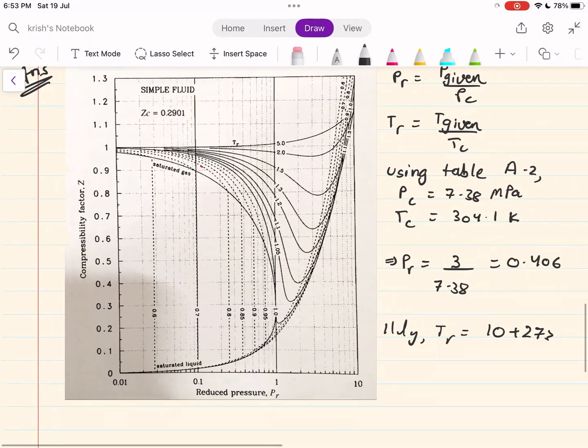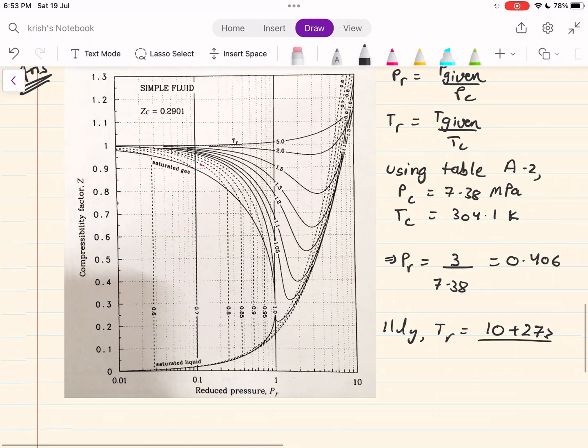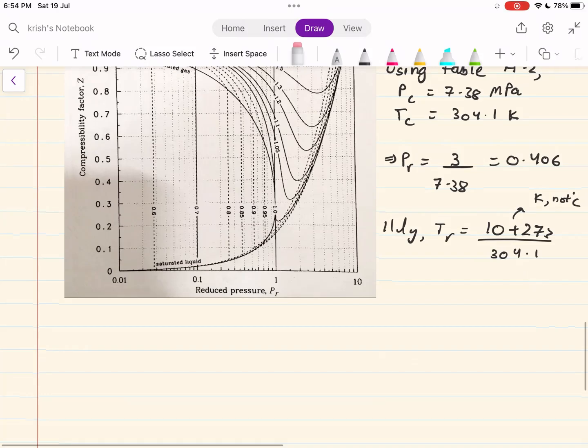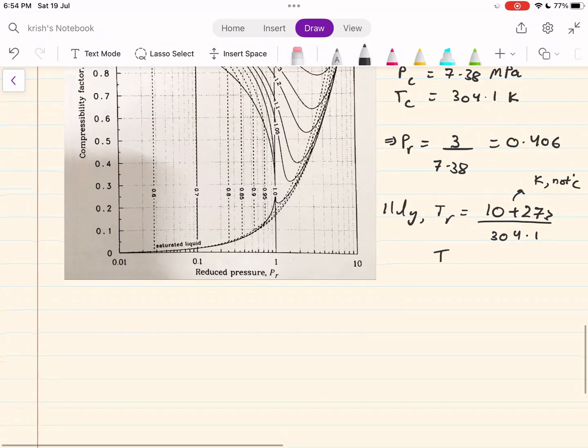Similarly, TR is T given, which is 10 plus 273. Remember, everything in Kelvin, upon 304.1. We're doing this because we want it in Kelvin, not degrees Celsius, because this is also in Kelvin. Regardless, always convert temperatures to Kelvin when doing calculations with them, because otherwise your answer will 100% be wrong. Even if the value in the table is given in degrees Celsius, if you need to use that in a question, I would highly advise you to convert it into Kelvin during your calculation part. Right. With that being said, after calculating this, our TR comes out to be 0.930.